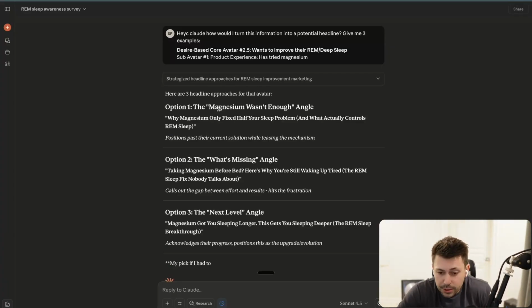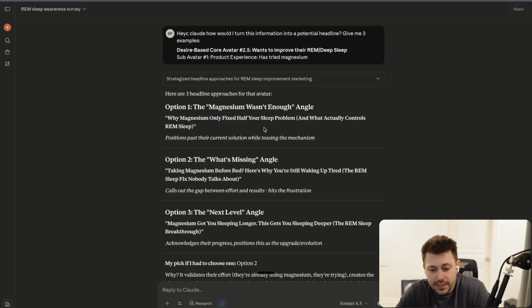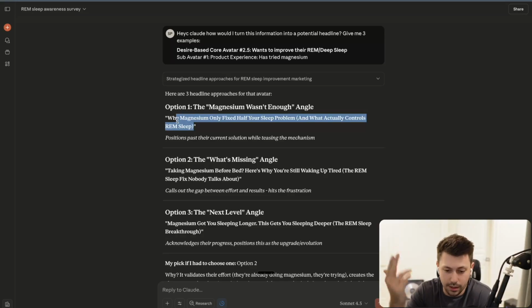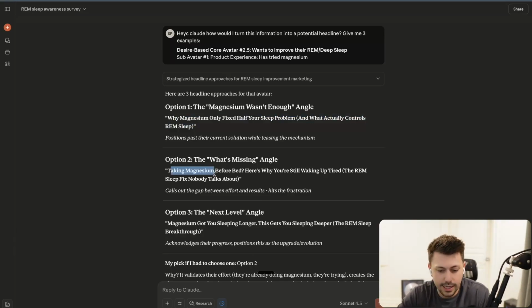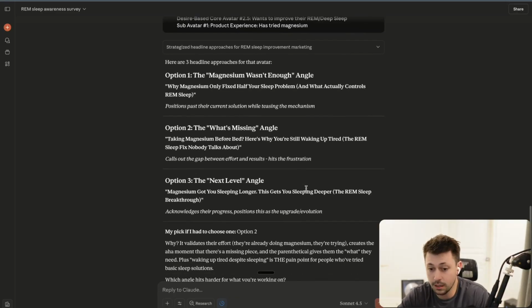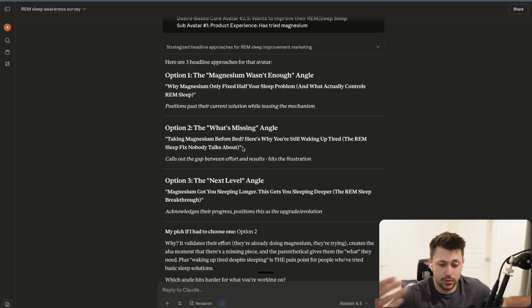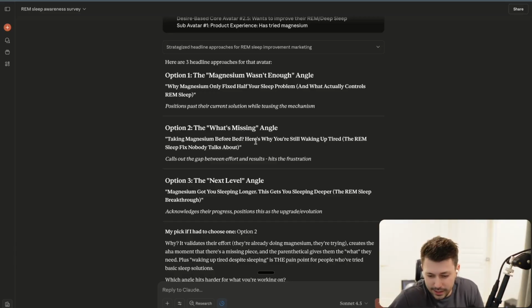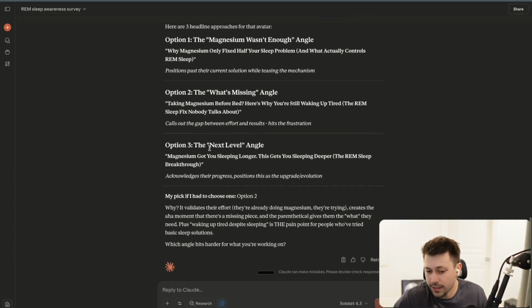Look at this. Option 1: Why magnesium only fixed half of your sleep problem and what actually controls REM sleep. That was better than what I just thought of, okay? What's missing? Taking magnesium before bed, here's why you're still waking up tired. That's obviously going to work more for people who had a product experience with magnesium where maybe they didn't feel anything, right? Taking magnesium before bed and still not really feeling anything. Here's a REM sleep fix nobody's talking about, right? Magnesium got you sleeping longer. This gets you sleeping deeper.